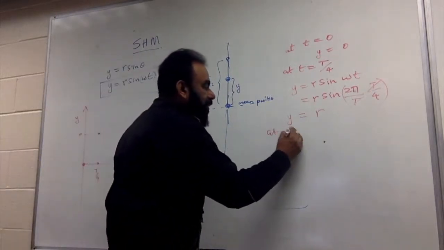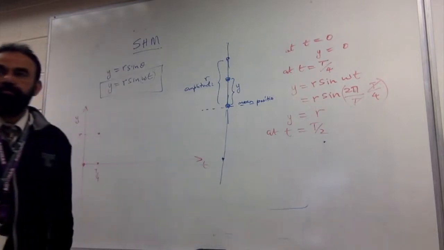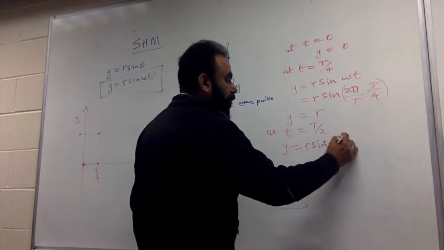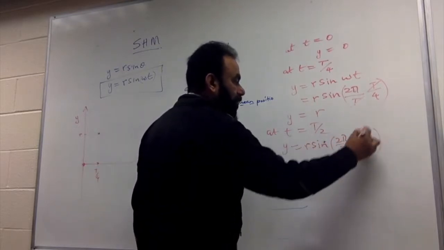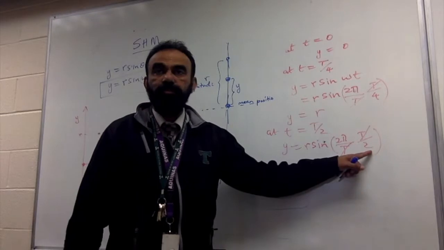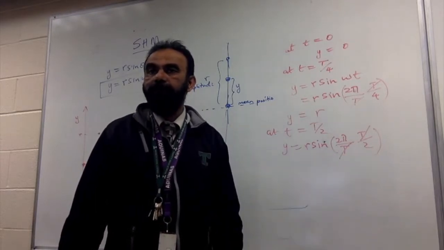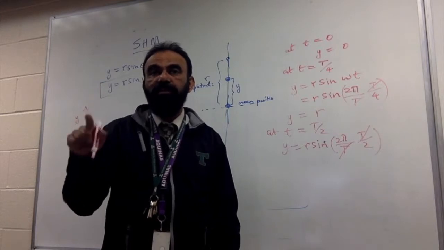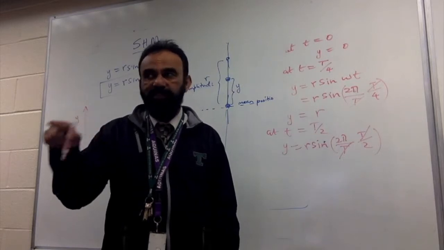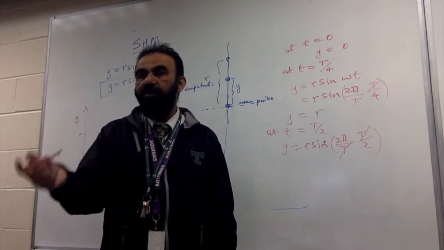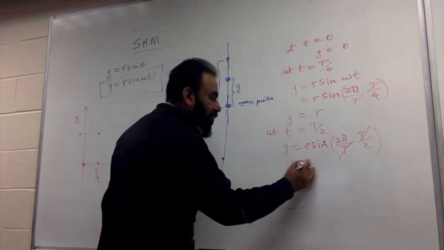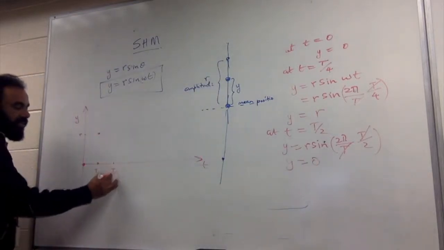What's going to happen at time t is equal to t over 2, half the time period? Do that again. Y is equal to r sine 2 pi over capital T times t over 2. Let me know if you don't understand something. Y is equal to r sine pi, since 2 pi over 2 is pi. What is sine pi? Now when you do this on the calculator, put your calculator in radian mode, because we are talking all in radians. Sine pi is 0. So you get y is equal to 0. That means it is back again here. So at t over 2 it is here.